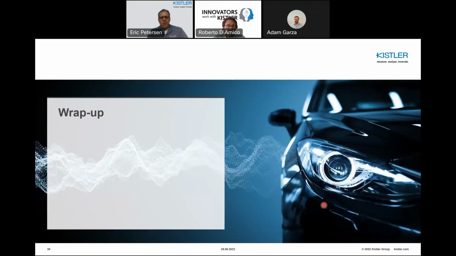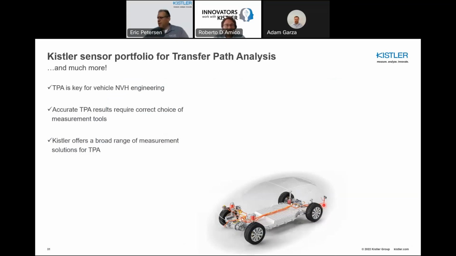Let's now jump into the wrap-up section. So what we have seen today is that TPA is a very important tool for NVH engineers, and I hope it is clear which are the key reasons for that. So all the benefits it can provide to the engineering departments, not only of OEMs but also of suppliers. Of course, accurate TPA results require a correct choice of the measurement tools. So you need to understand very well what you want to get and how to get there with the correct tools. Accuracy of your measurement tools is really key to get you to a successful TPA.